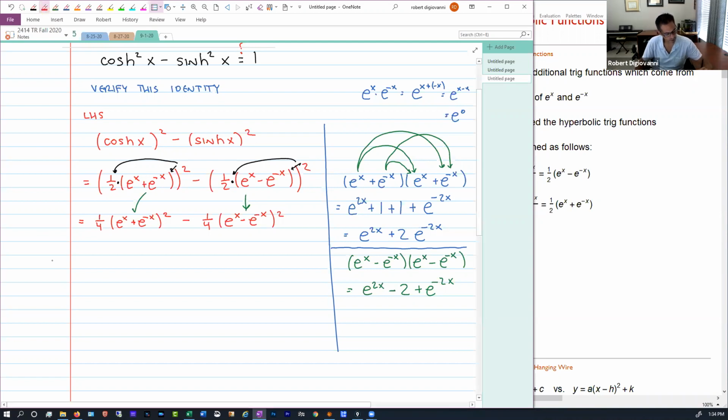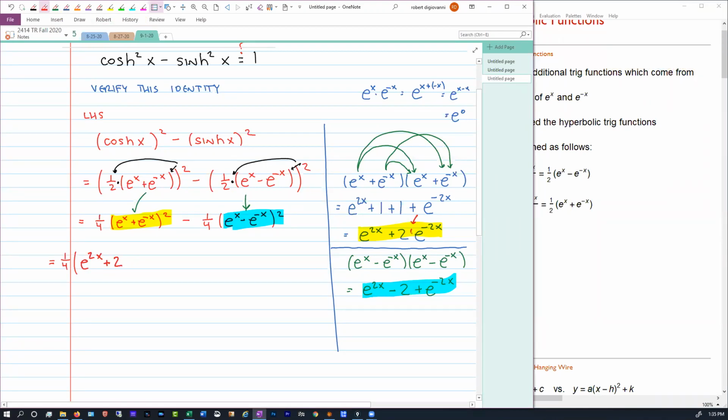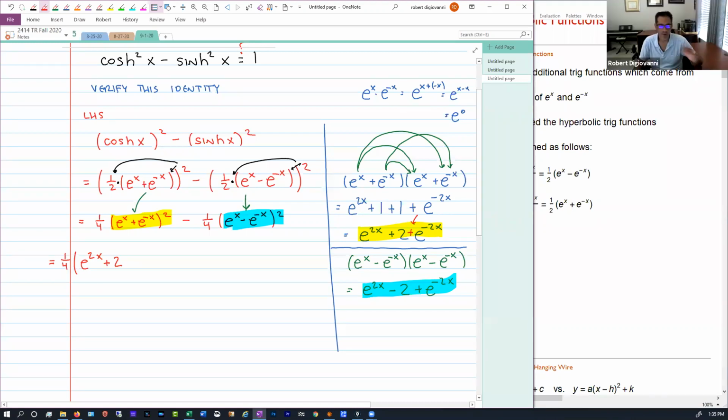So now we're going to just put this all together over here. So I have 1/4. And then this piece here with the squared was actually this. And then this piece squared here is actually that. So I'm just going to put it all together here. E to the 2x plus 2. Oops, does everyone see I missed? Yeah, can you put the plus in there? Sorry, that was my fault. Plus e to the negative 2x, and then minus 1/4, and then we have e to the 2x minus 2 plus e to the negative 2x.